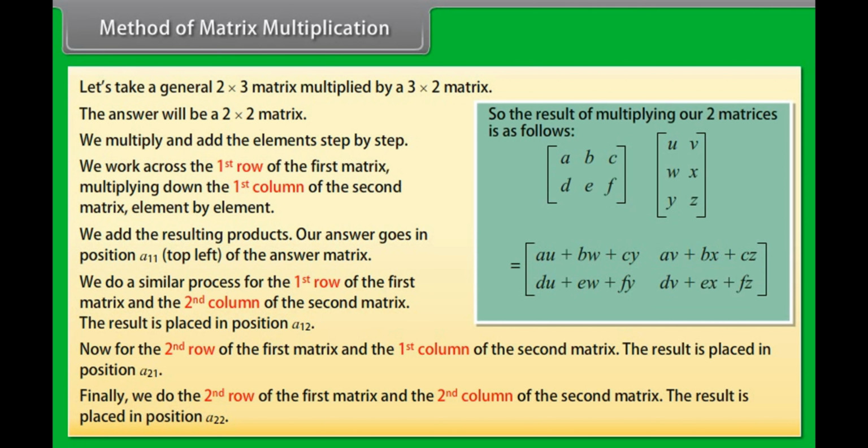So, the result of multiplying our two matrices is: the matrix with first row A, B, C, second row D, E, F, multiplied by the matrix with first row U, V, second row W, X, third row Y, Z, produces the matrix with first row AU plus BW plus CY, AV plus BX plus CZ, second row DU plus EW plus FY, DV plus EX plus FZ.